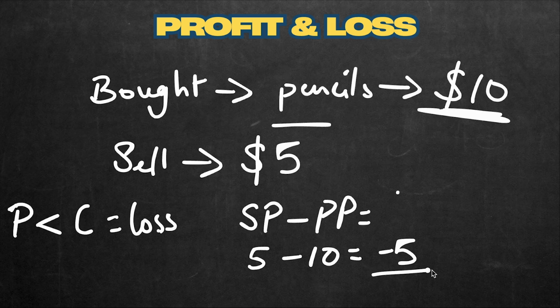So the final answer is -5, which represents a loss. I had a loss of $5. If they ask how much is the loss, I don't have to write minus 5 as the loss, but just for the sake of calculation, I show you a minus there. Is it slightly clear?